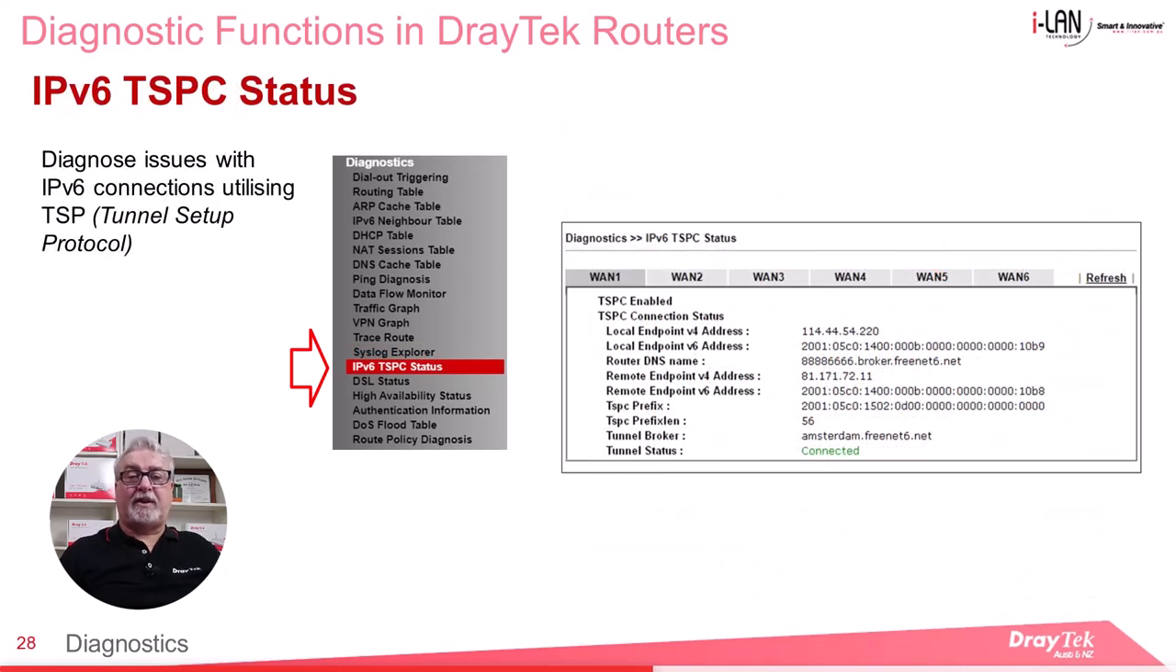The IPv6 TSPC status page can help to diagnose issues with IPv6 connections that utilize TSP, that is Tunnel Setup Protocol. If TSPC is configured correctly, the router will display the details as shown in the example here. This will be displayed when the router is connected to the tunnel broker successfully.